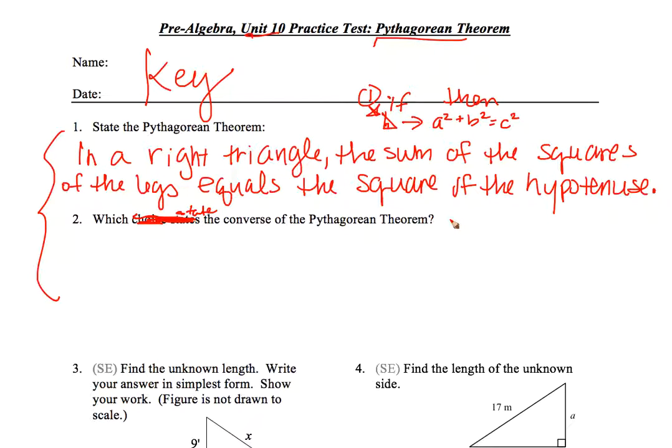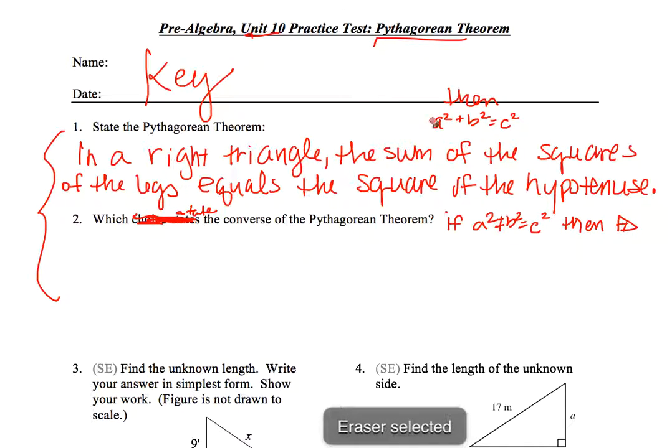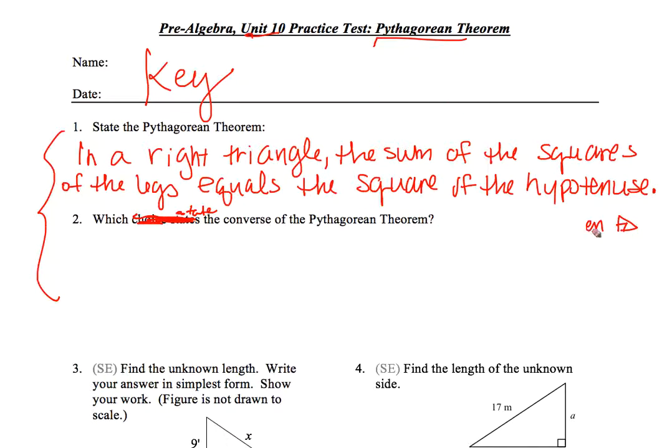For the converse, what we want to say is, if a squared plus b squared equals c squared, then we're dealing with a right triangle. Okay, so these are in reverse. Pythagorean theorem is, if you have the right triangle, then this happens. Converse, if you have all the sides and the math works out, then yes, it's a right triangle. So it's kind of like two different things we're looking for. In Pythagorean theorem, we're looking for a missing side. In the converse, we're trying to determine if this triangle is a right triangle. These examples here do not constitute the theorem. That was just a little side note for you.